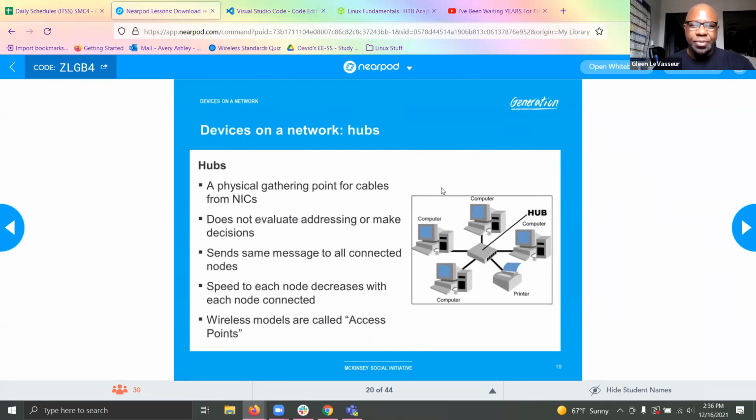Okay. Hubs. A physical gathering point for cables from NICs. It does not evaluate, address, or make decisions. It sends the same message to all connected nodes. Speed to each node decreases with each node connected. Wireless models are called access points.